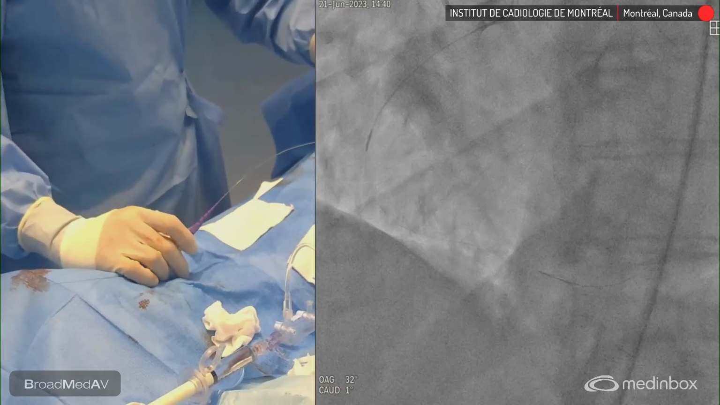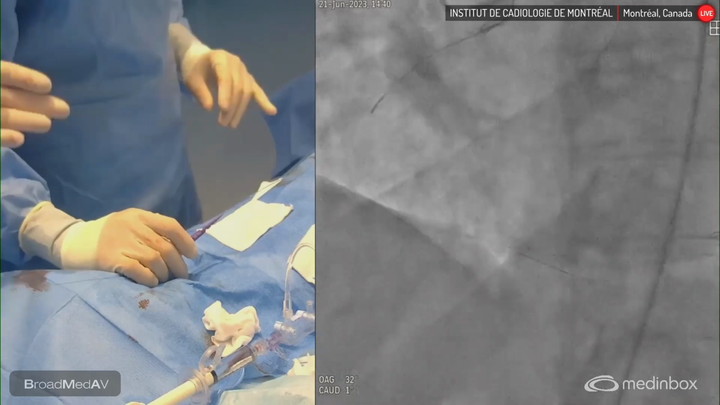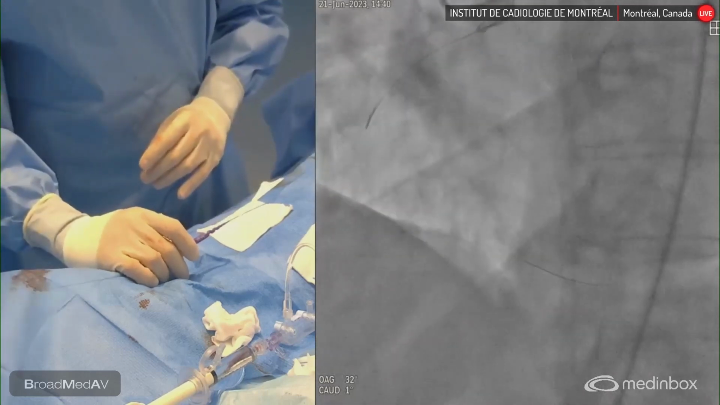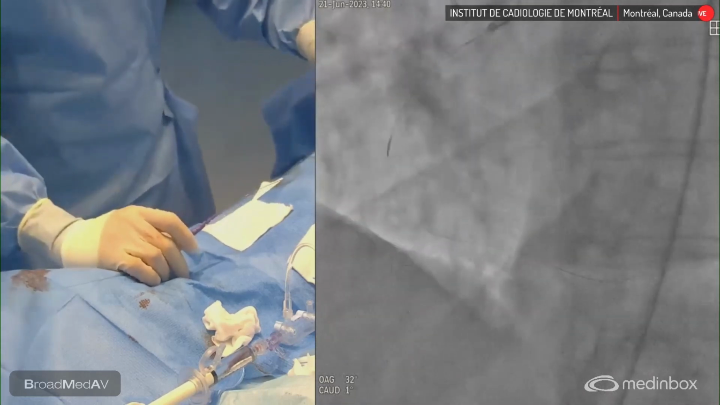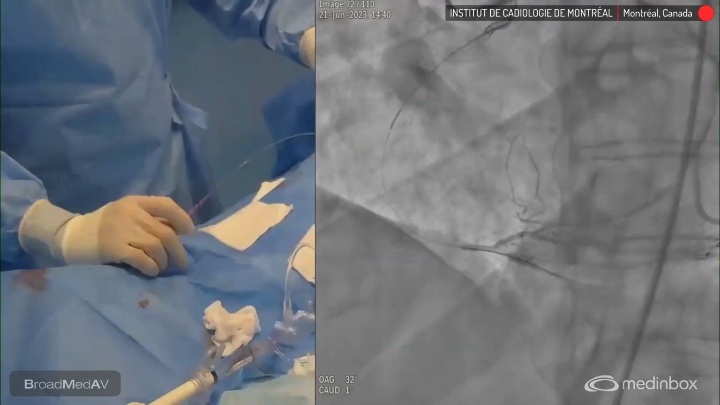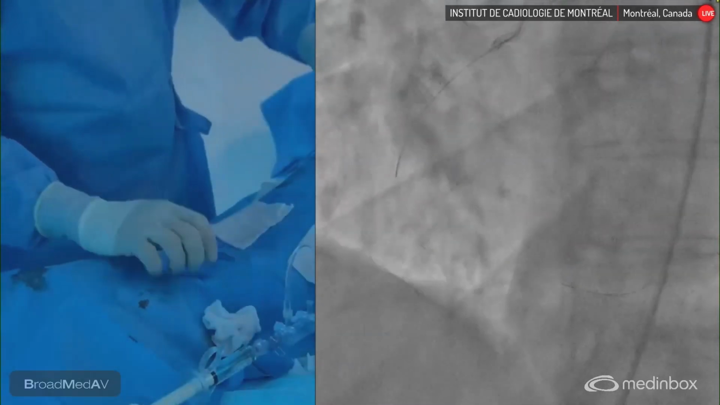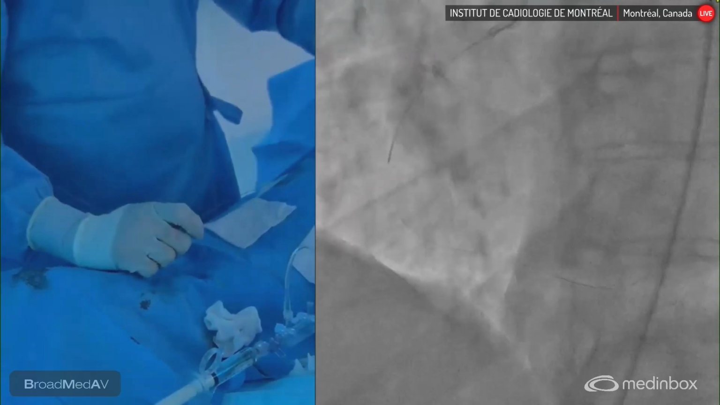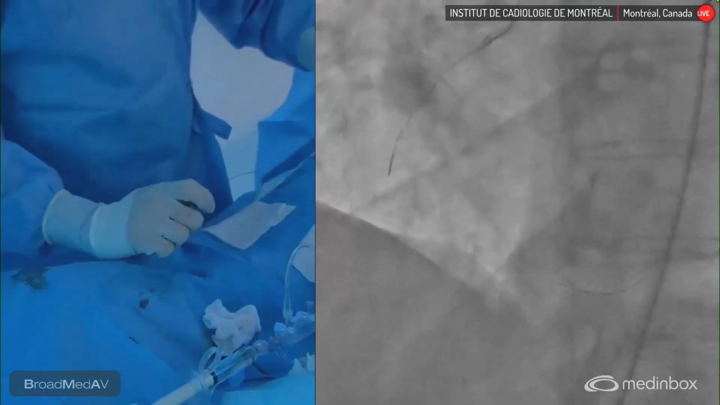Because if you happen to be a bit too enthusiastic and you go too fast, you may actually be in the false lumen and create an issue for yourself. So go slowly and go progressively and in a very controlled manner. So take a look at my hands. I want to show you how to manipulate the microcatheters in this setting.